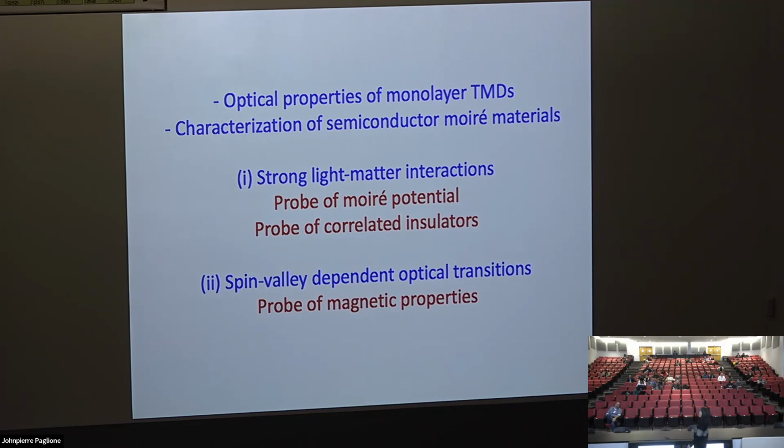The second thing I talk about is the spin-valley dependent optical selection rules. And this can be used to probe the magnetic properties of this class of materials.